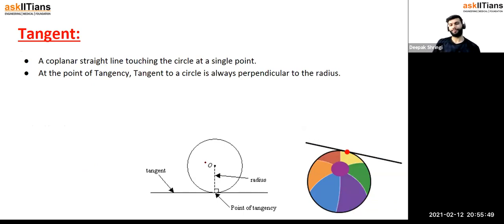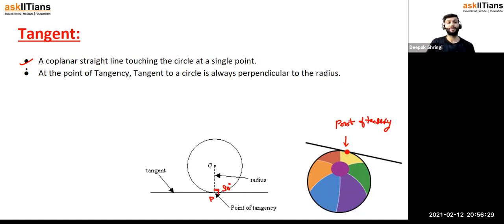Tangent is the important thing now. Look, I told you a tangent touches the circle at one point, right? A coplanar straight line touching the circle, that we already understood. The important point here is the angle between the radius and the tangent at the point of tangency. Point of tangency means the point at which the tangent touches the circle. Like here, this red point is called the point of tangency. At the point of tangency, the angle between the radius and the tangent, this angle OP, is going to be 90 degrees, right?